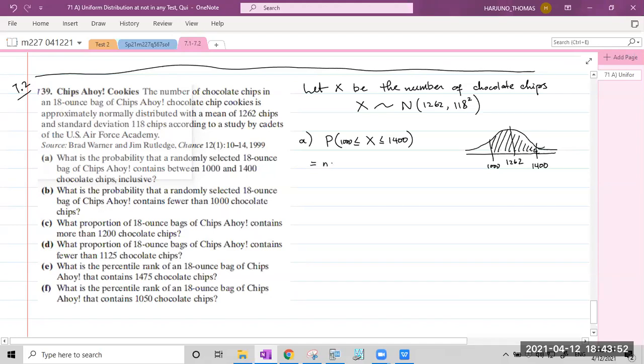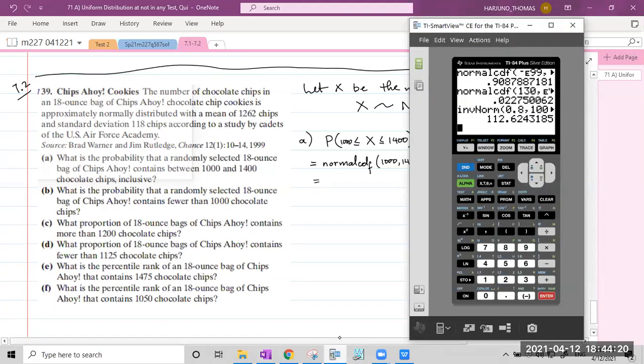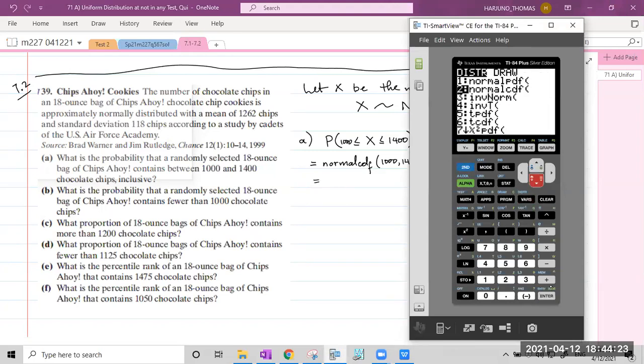Calculator notation, normal CDF. The lower bound is 1,000, upper bound 1,400, the mean 1,262, standard deviation 118. That's it. You just need to write the proper probability notation, the calculator notation, and how to use the calculator. Okay, that's normal CDF, lower bound 1,000, upper bound 1,400, the mean 1,262, standard deviation 118.